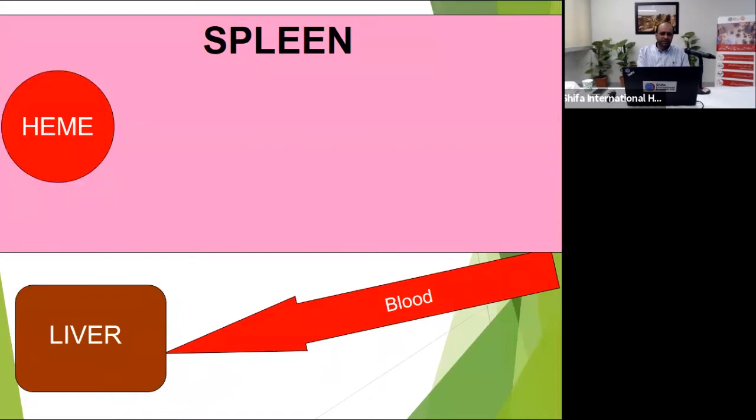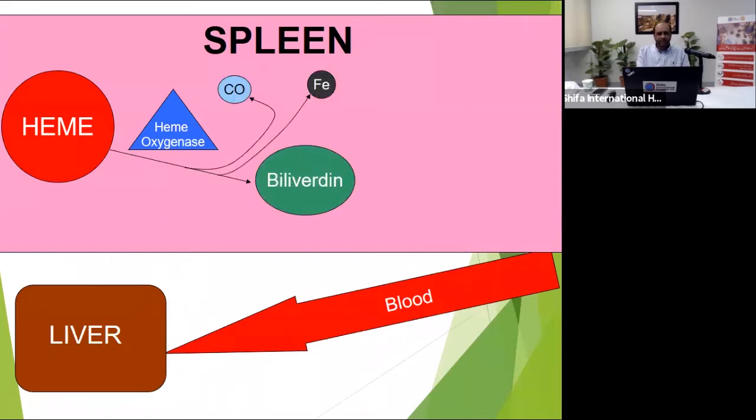So as we said, heme comes after the breakdown of red blood cells and is taken by the spleen. In the presence of the heme oxygenase enzyme, it is converted into biliverdin. This heme oxygenase enzyme is induced, as we know, by hypothermia, hypoxia, acidosis, and infection, as we see in neonates or prematures, who have increased jaundice. In the spleen again, with the help of biliverdin reductase, biliverdin is converted into bilirubin.